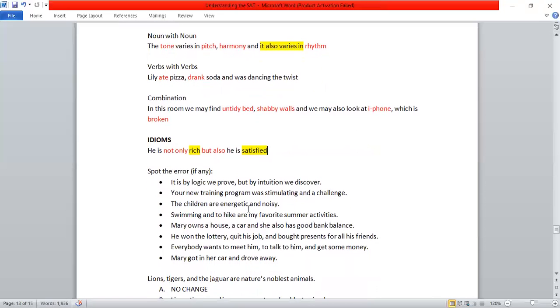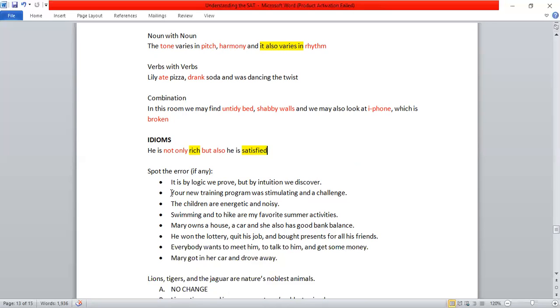All right. Now, let's do these error questions if there are any. If you want to pause your video over here, solve them by yourself once. What we just discussed is what is going to be tested in these sentences. And once you're done with that, then let's start working together. Okay. All right. So if you've already done all of them by yourself, let's see how many you got correct. First one: It is by logic we prove, but by intuition we discover. Anything wrong? No. It is by logic we prove, but by intuition we discover. Everything is balanced. Yes.